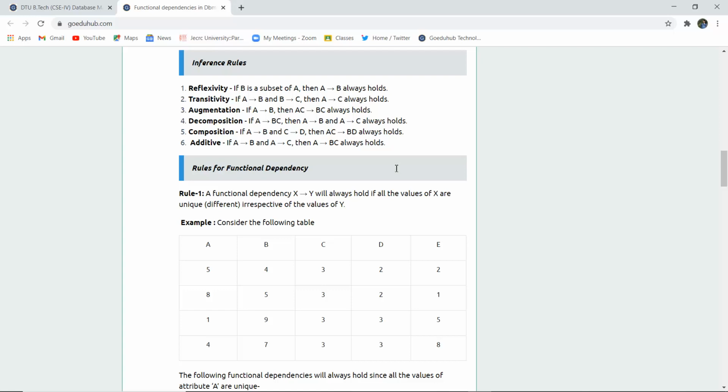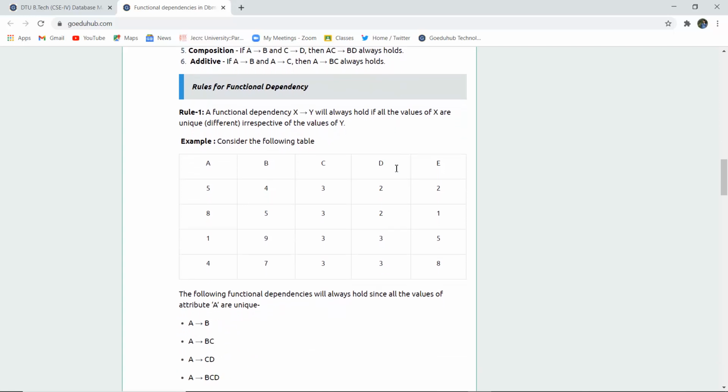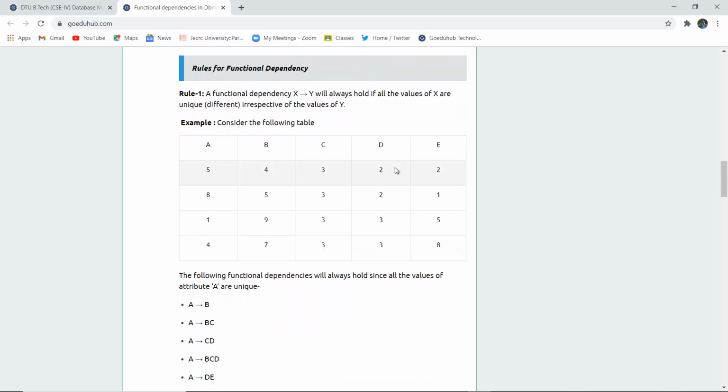Similarly, there is the additive property also. If A determines B and A also determines C, then it is always true that A determines BC. The decomposition is the exact opposite of the additive property. In decomposition, we get single sets, and in additive, we combine the respective sets with respect to the determinant and the dependent. Similarly, there are several rules for functional dependency also.